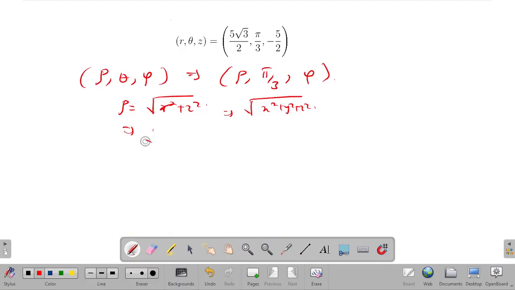And that gives me the square root of my r squared, which is 5 root 3 on 2 all squared, plus my z, negative 5 on 2 all squared. And what am I getting for my rho? So carefully punch this into the calculator and you should get a very beautiful answer.